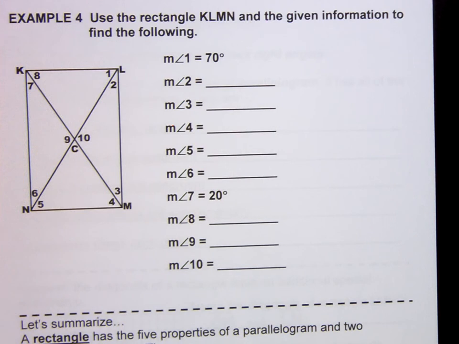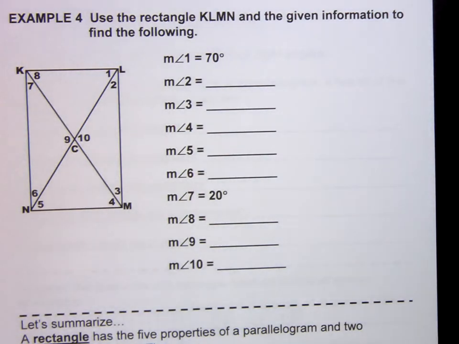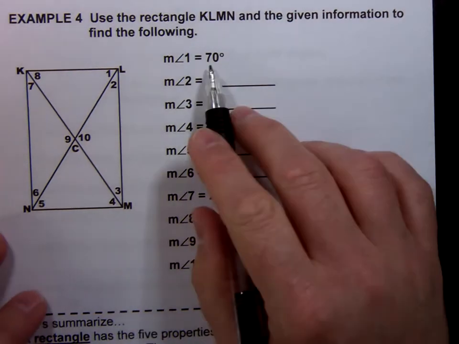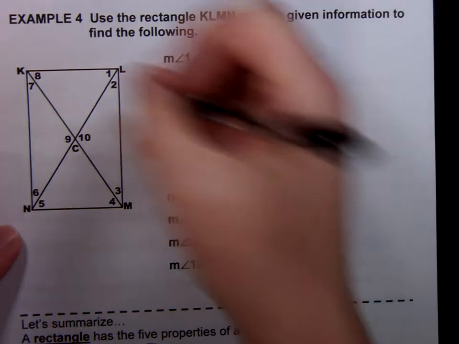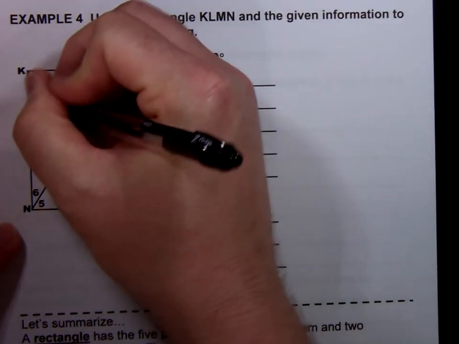And remember, that's helpful with angles because we learned a lot of angle pair relationships that are either congruent or supplementary based on 2 lines that are parallel being cut by a transversal. So we can look for corresponding, alternate interior, alternate exterior, same side interior, same side exterior, all those angles that we learned about before. Okay, so let's start filling in the information we know. We know angle 1 is 70 degrees, and we know angle 7 is 20 degrees.